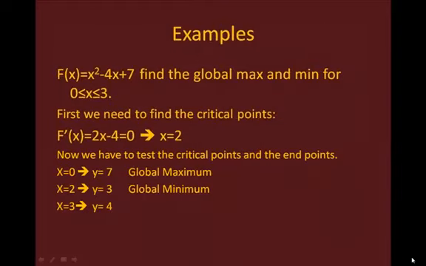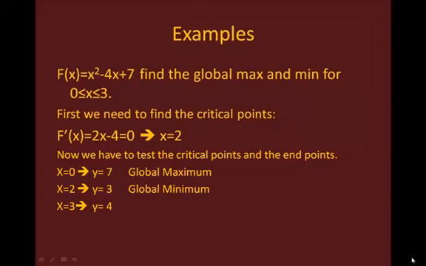Well, in general, you'll be given a function and you'll be given endpoints for that function. So here, let's look at the example that f of x equals x squared minus 4x plus 7, and we want to find the global max and min for x between 0 and 3. When you're given bounds like that, those are your endpoints because we're only looking at this graph between those points. So the first thing we want to do is find the critical points. To find the critical points, again we're going to take the first derivative and set it equal to 0.